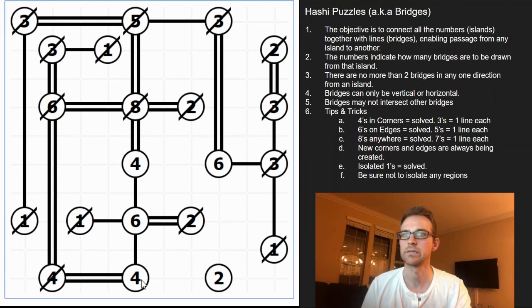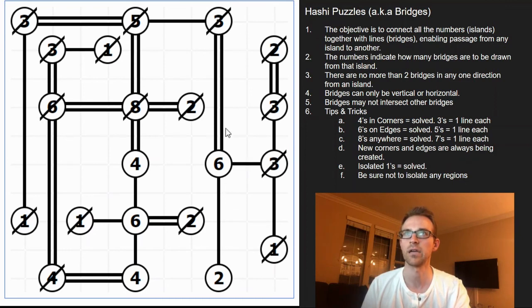What am I missing here? So the 2 can't go twice like that. That would overload this 4. So we know at least 1 line is going up. At least 1 line is going up. And this 4 has 3. Let's see. So this 6, I think this 6 is going to be it. So 2, 3, 4. It needs 2 more lines.